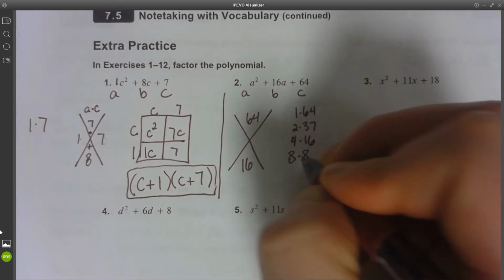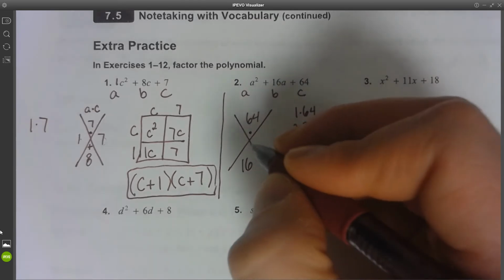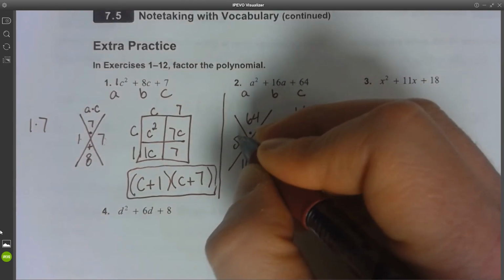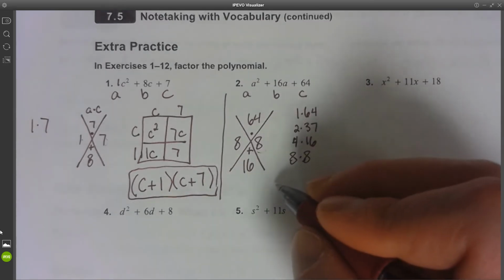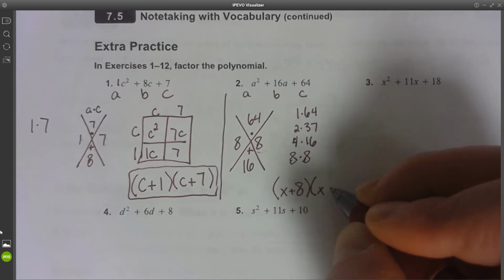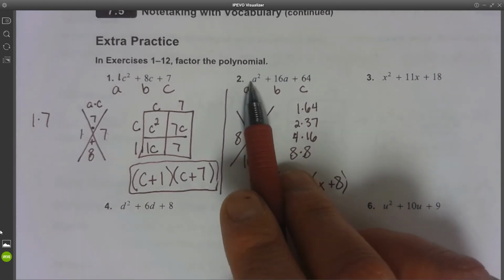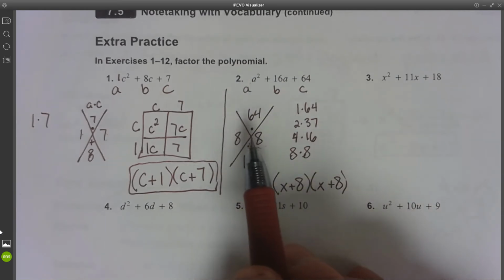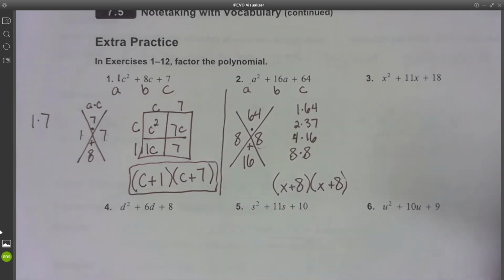So now I want to check. 8 times 8 does make 64. Is 8 plus 8 16? Sure is. 8 plus 8 equals 16. So here's my two factors, x plus 8 and x plus 8. That is the process. When a is 1, it's very quick. All we need to find are the two numbers that multiply to the last term and add to the middle term.